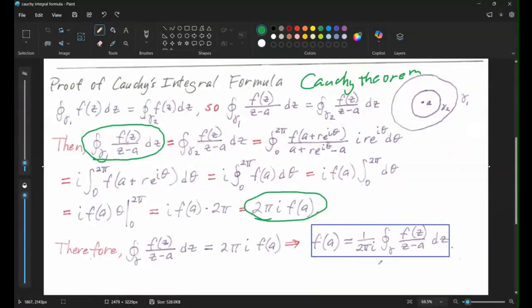And now there is the generalized Cauchy integral formula, which all that is, is if you just keep taking the derivative of both sides and follow the pattern that emerges, then you get Cauchy's generalized integral formula. But I'm not going to do that here. I'll leave that to you if you want. And that is Cauchy's integral formula.